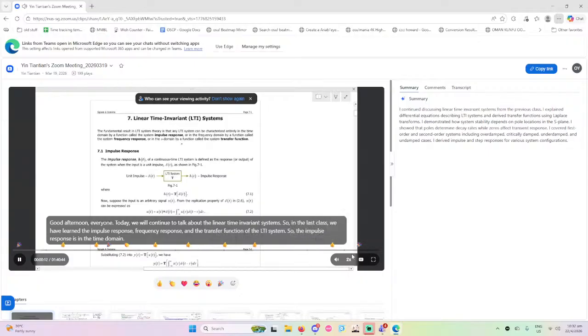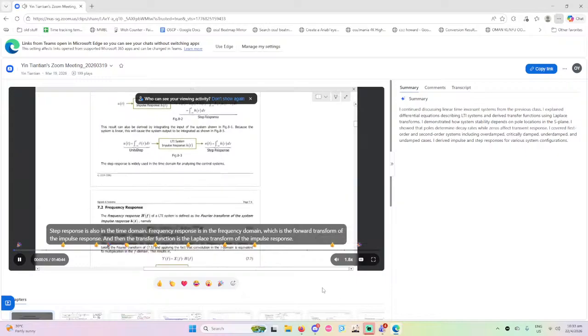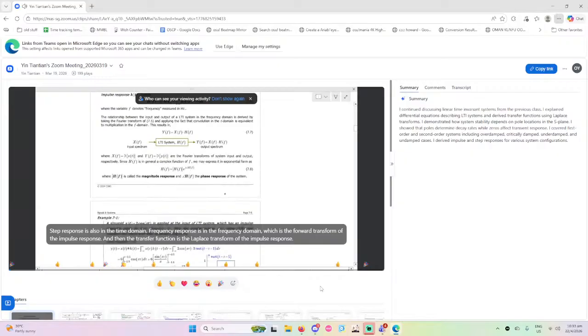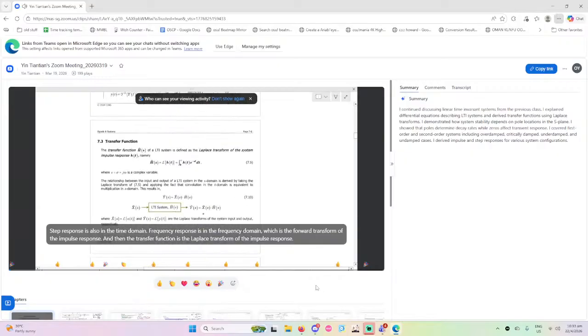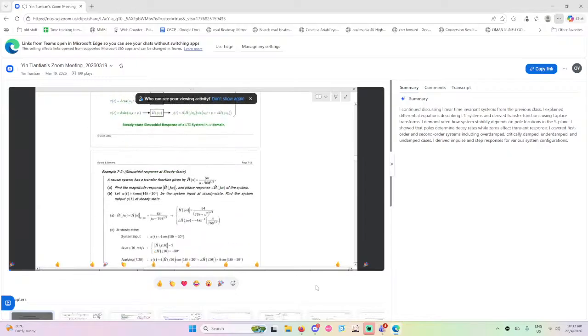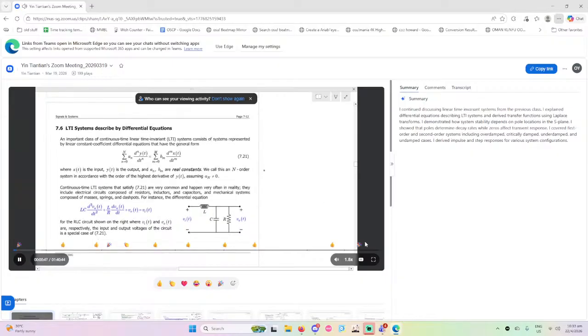So in the last class, we learned the impulse response, frequency response, and the transfer function of the LTI system. The impulse response is in the time domain. Step response is also in the time domain. Frequency response is in the frequency domain, which is the Fourier transform of the impulse response. And the transfer function is the Laplace transform of the impulse response. So today, we will continue to talk about the remaining part of this chapter.